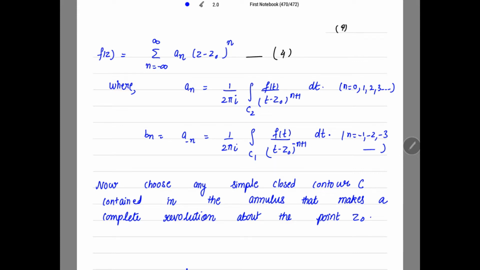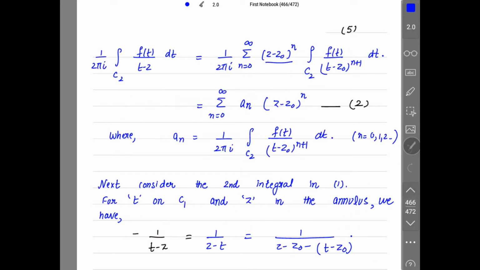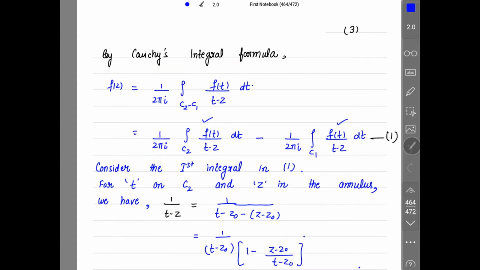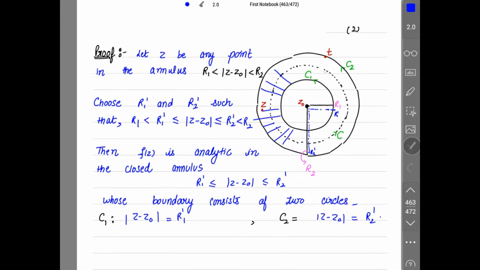Now choose any simple closed contour C contained in the annulus that makes a complete revolution about the point z0. So we have chosen a dotted closed contour C in the diagram. See, this dotted closed contour, I have chosen this C. Right? So since f of t over t minus z0 is analytic in the bounded annulus by the closed contours c1 and c2 by c, right?